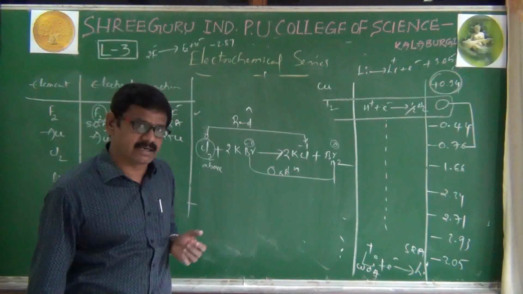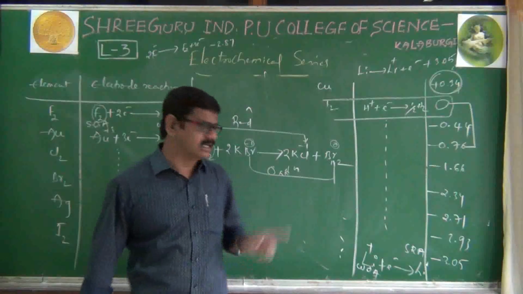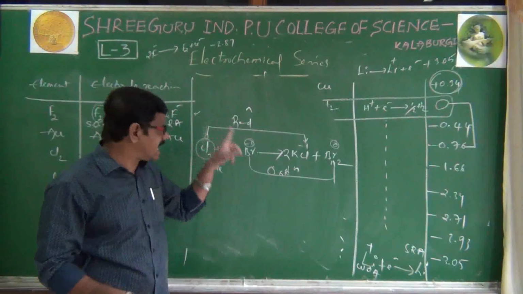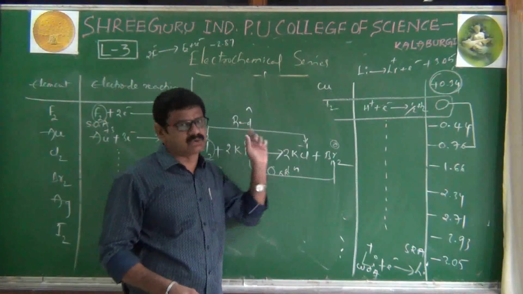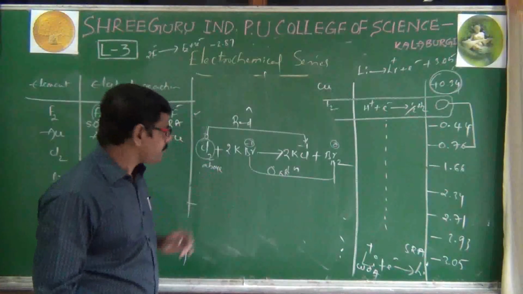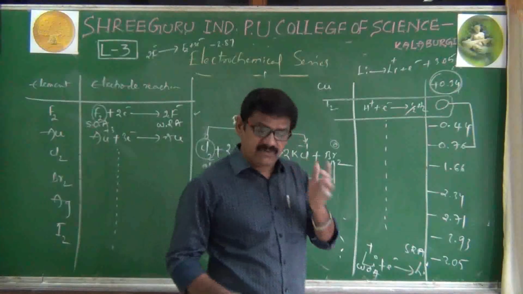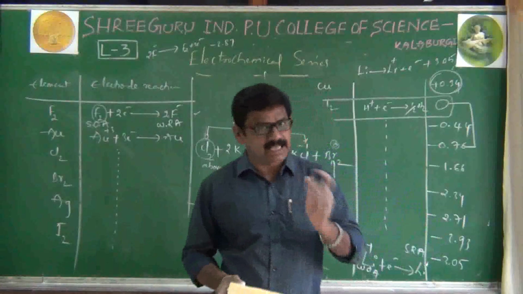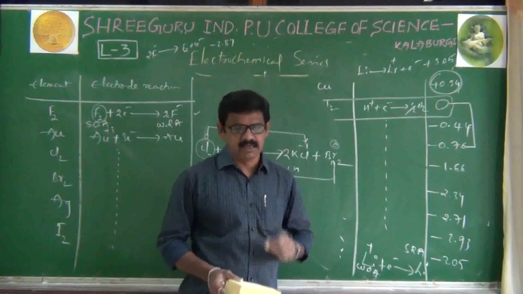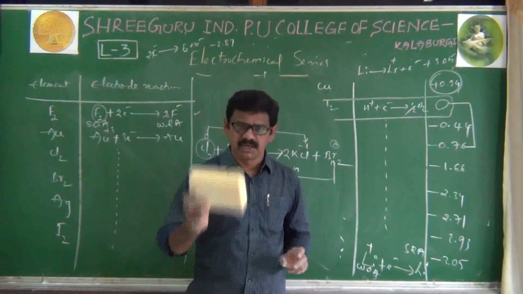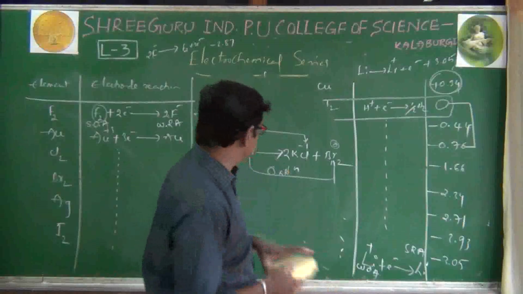That's why what we can tell is, as far as non-metals are concerned, a non-metal above in the electrochemical series can displace a non-metal below from its solution. Right. Next, in the electrochemical series, we can calculate the EMF value, that is the cell potential value, by taking any two electrodes. By using any two electrodes, we can calculate cell potential values like this.